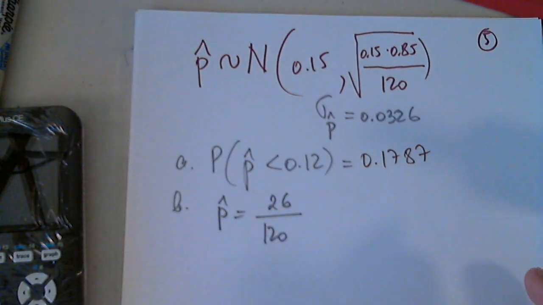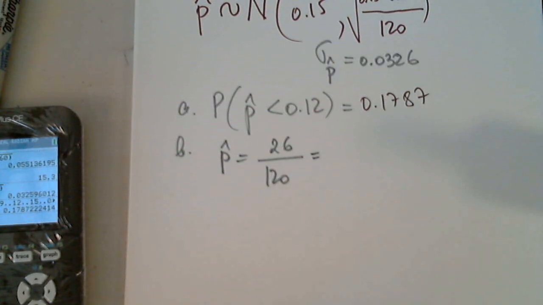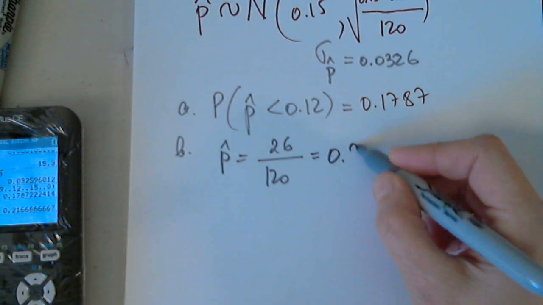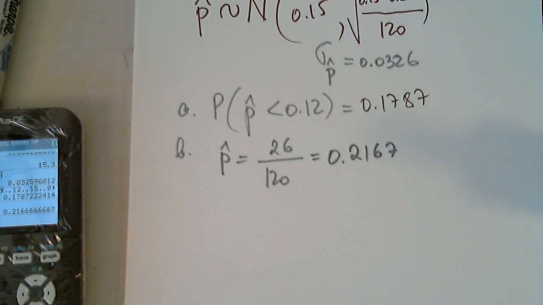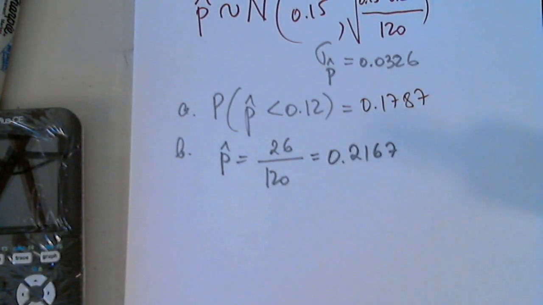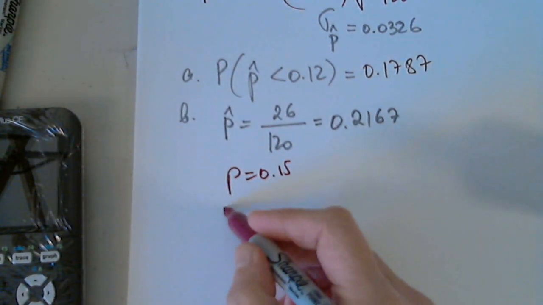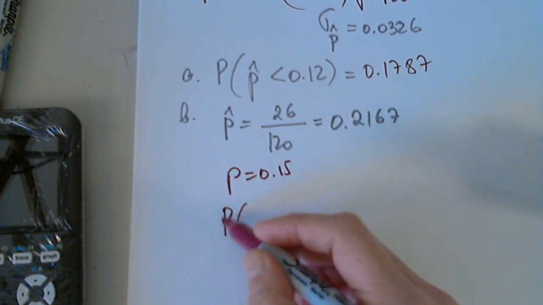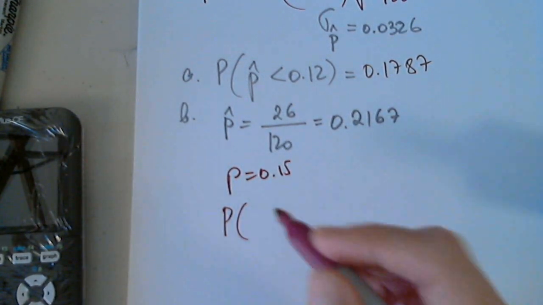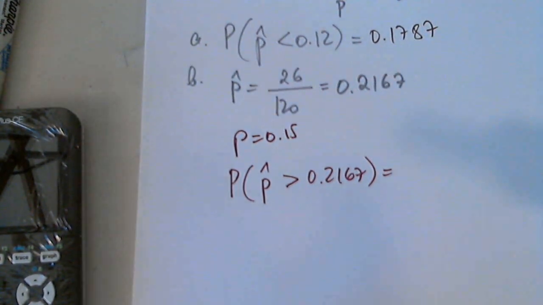Okay, so let's determine this. 26 divided by 120, I got 0.2167. Notice that the mean of this population was given to us as 0.15. Since this is bigger than this, I need to find the probability of p hat being greater than 0.2167. And then we'll conclude depending on what we get.